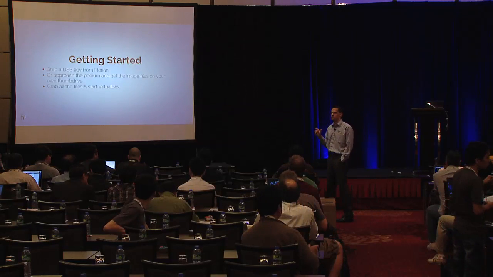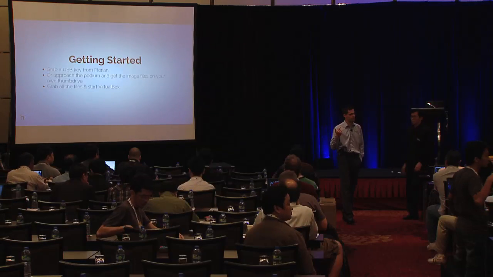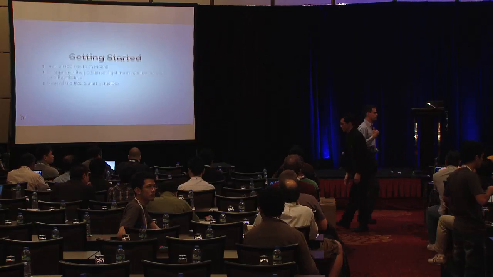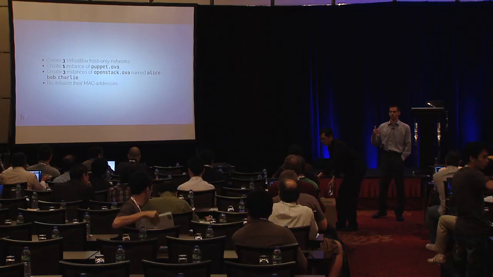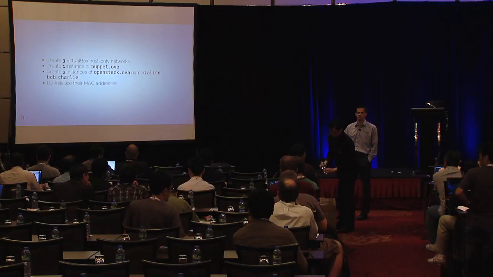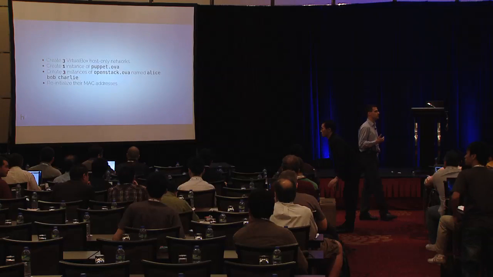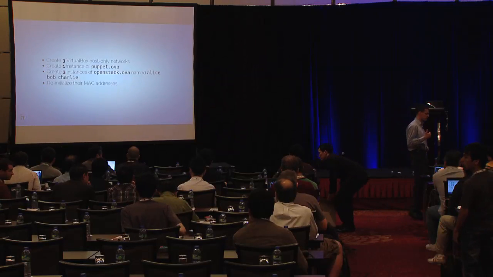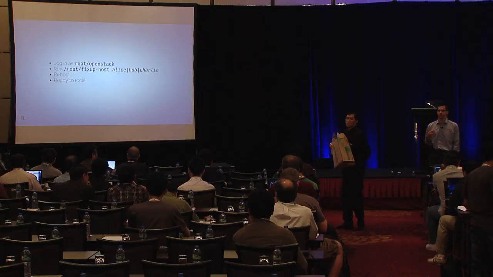And there's a little fix-up host script in there. You fire it up, you log in as root with the password of OpenStack, and then you run fixup host Alice, fixup host Bob, fixup host Charlie, you reboot, and then you have those machines renamed, and they have the proper network configuration that we need for this tutorial.